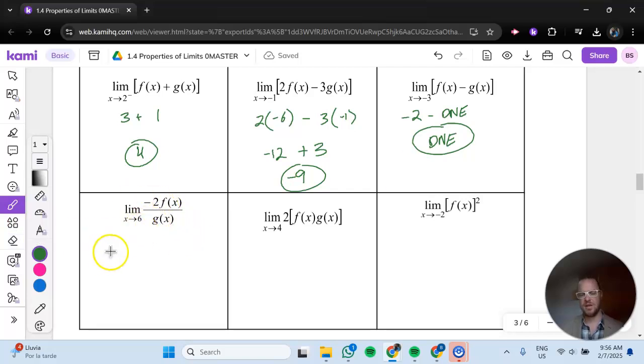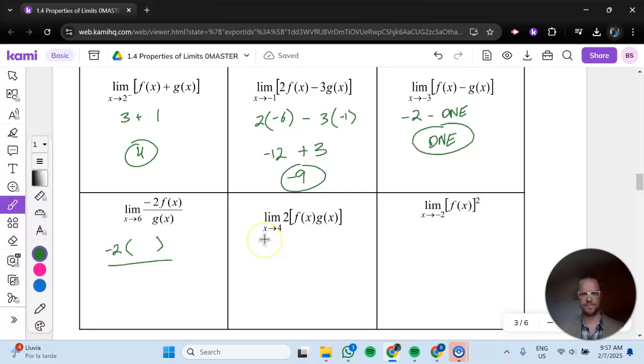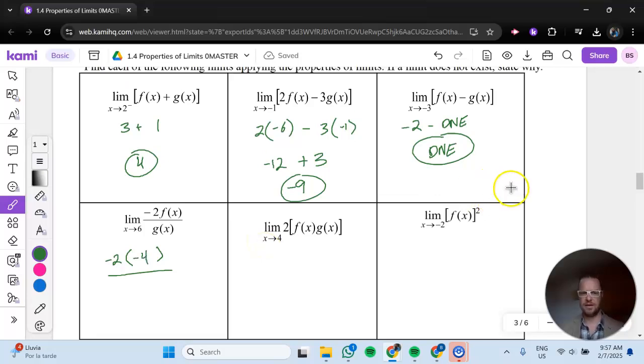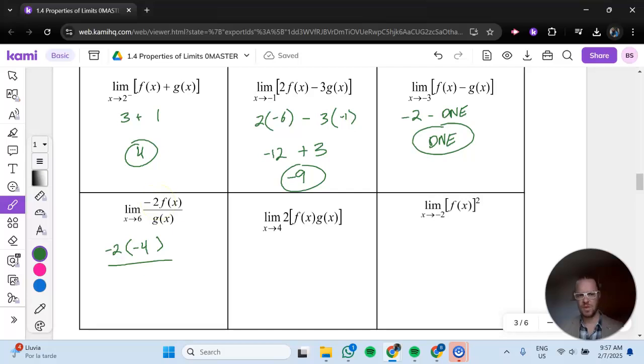All right, next up here, so this is going to be negative 2 times whatever the limit of f of x as it approaches 6 is, divided by whatever the limit as x approaches 6 of g of x. So let's go find those. As we approach 6 here, in both cases, we're getting negative 4 for f of x. And for g of x, as we approach 6, in both cases, we're getting positive 6 here. So we're going to end up with, what is that, 8 over 6, or 4/3 when we simplify it.